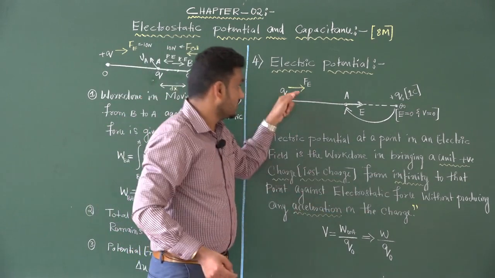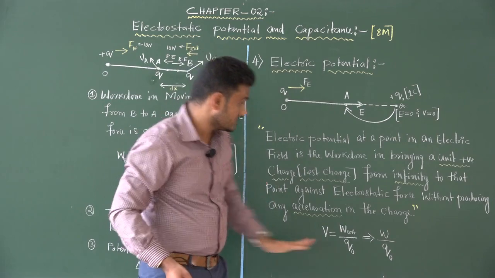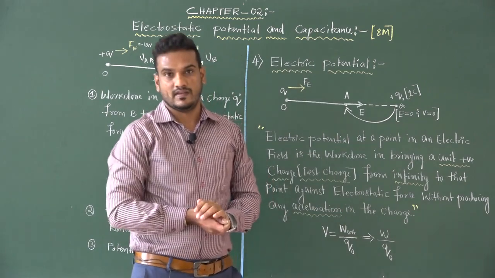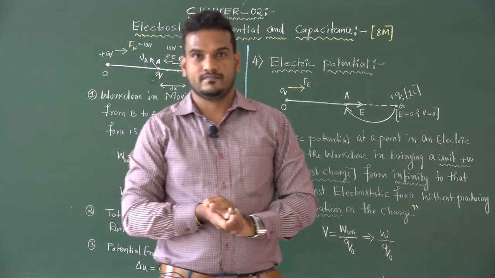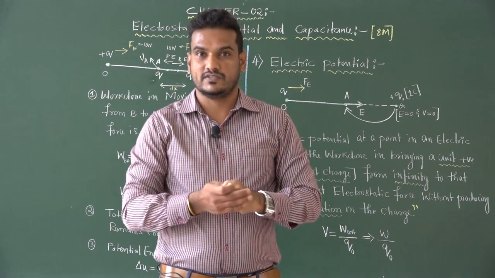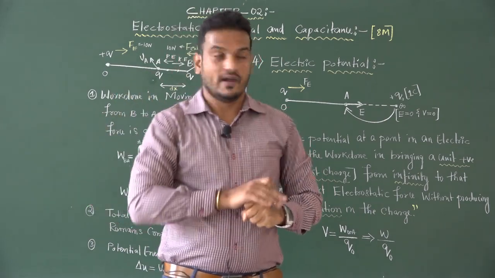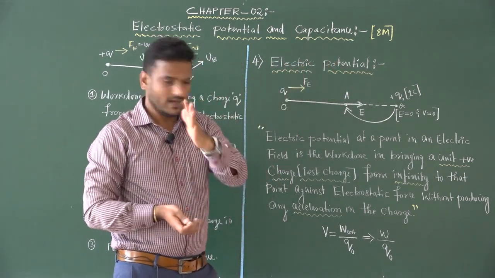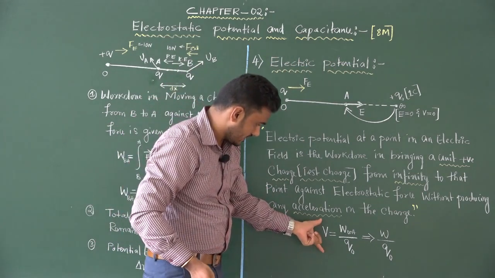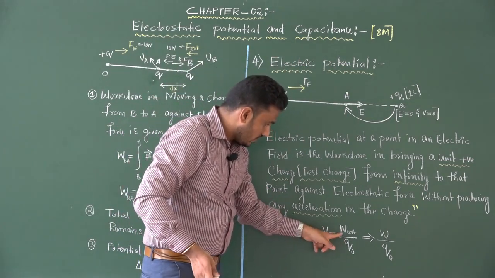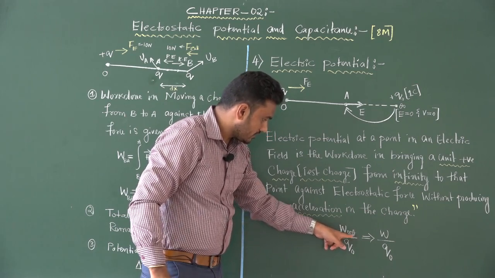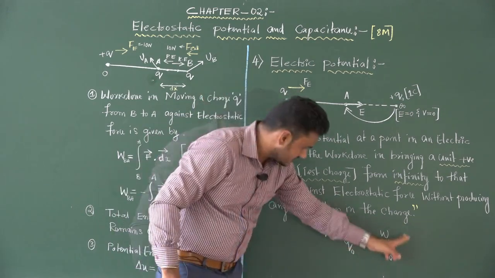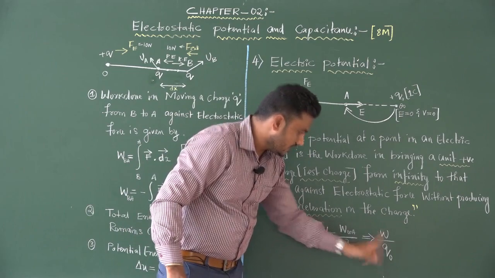Against electrostatic force, as I told you, without producing any acceleration in the charge. So what we are doing is the work done in order to bring a unit positive charge from infinity to that point, that gives electric potential at that point. Mathematically we can write the equation for electric potential like this: V is equal to work done, from infinity to the point A, divided by Q naught, that is the unit positive charge. So we can also write V is equal to W by Q naught.